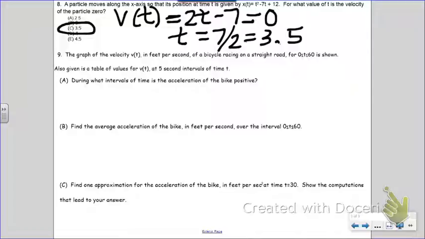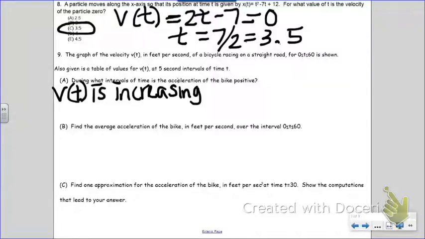So where the velocity is increasing is where the acceleration is positive. So we're looking for where the velocity is increasing. And if we take a look, that would be from 0 to 45 and from 55 to 60.